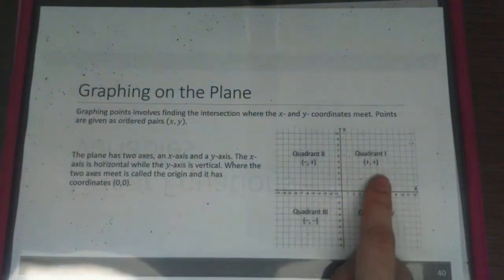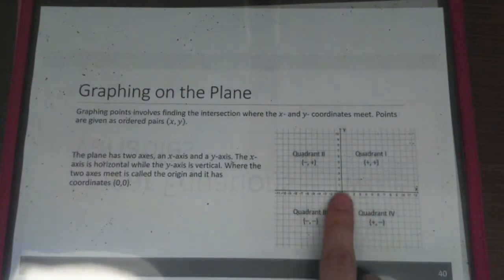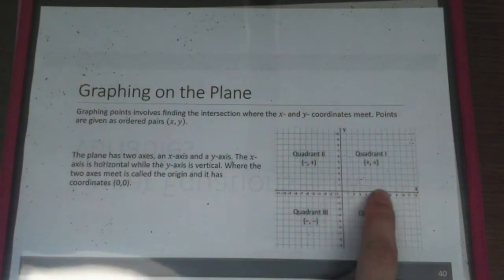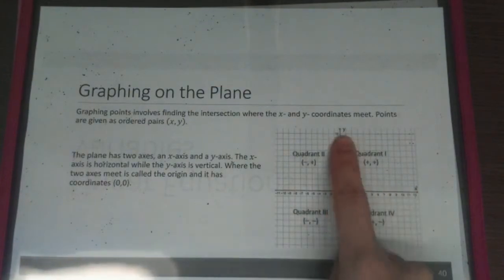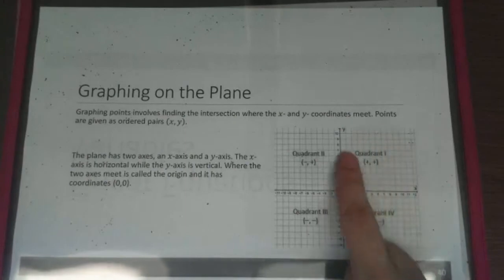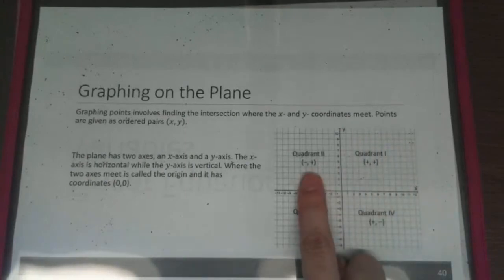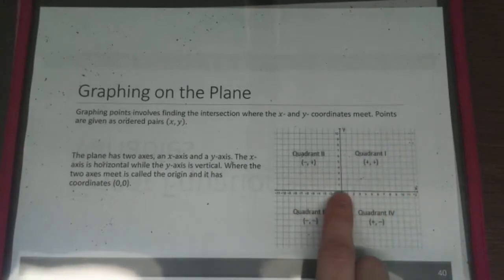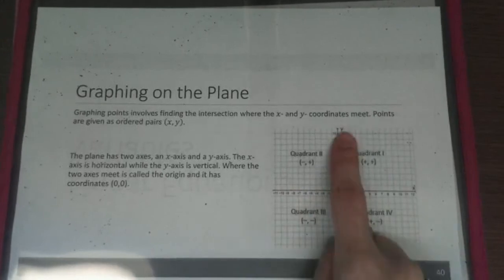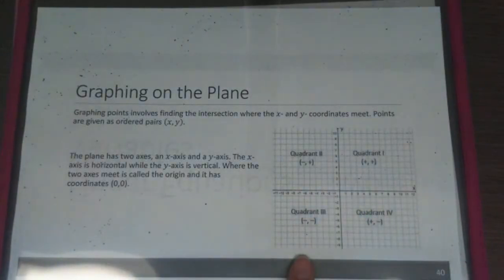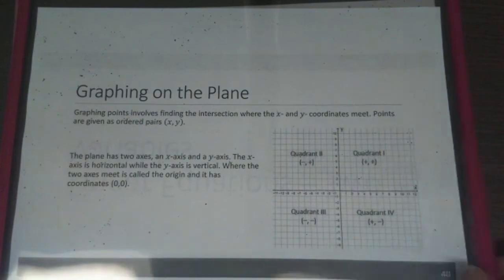In the upper right, we start with quadrant 1, which has both positive x and y values, because from the origin, positive x is to the right and positive y is up. So if we are up and to the right, that's quadrant 1. Up and to the left is quadrant 2, which has negative x values but positive y values. The lower left is quadrant 3, which has negative x and y values. And then we have quadrant 4, which has positive x values and negative y values.